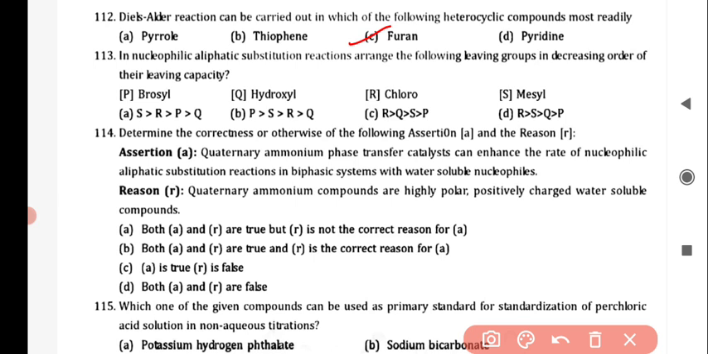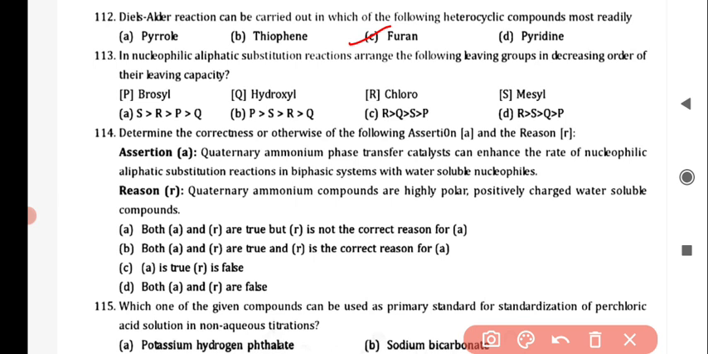Next question: in nucleophilic aliphatic substitution reactions, arrange the following leaving groups in decreasing order of their leaving capacity. P is brosyl, Q is hydroxyl, R is chloro, and S is methyl.